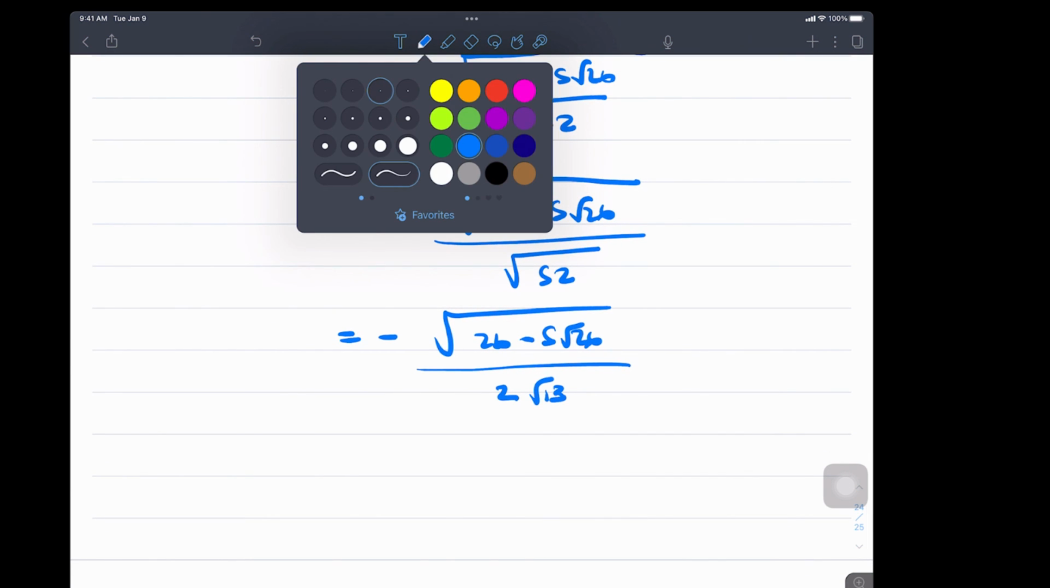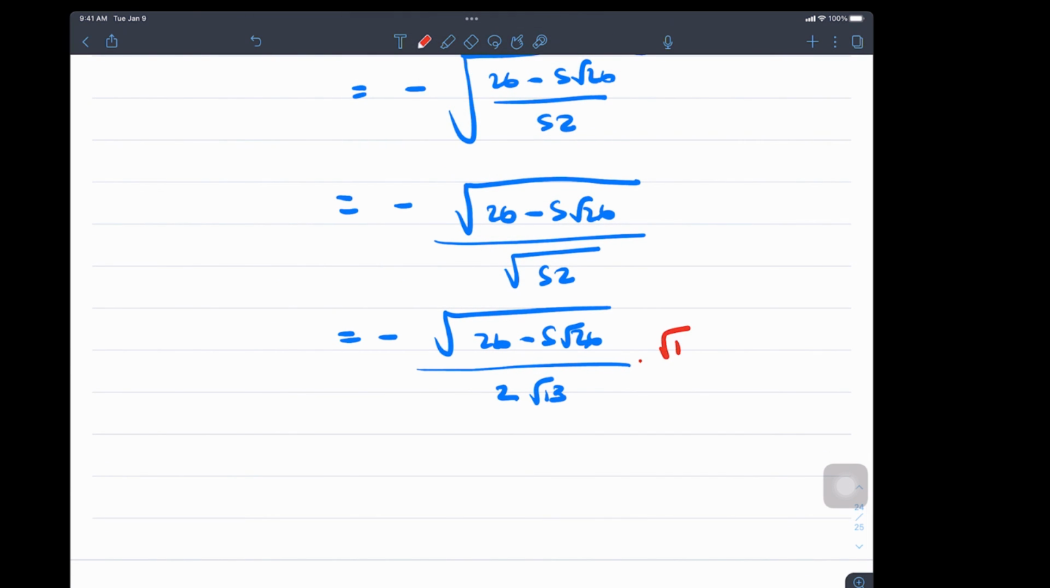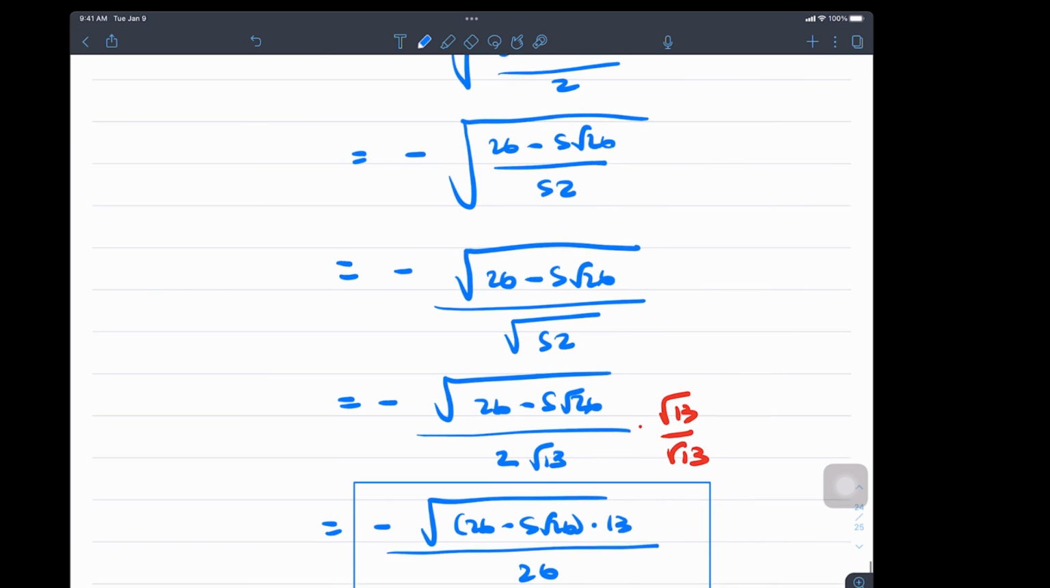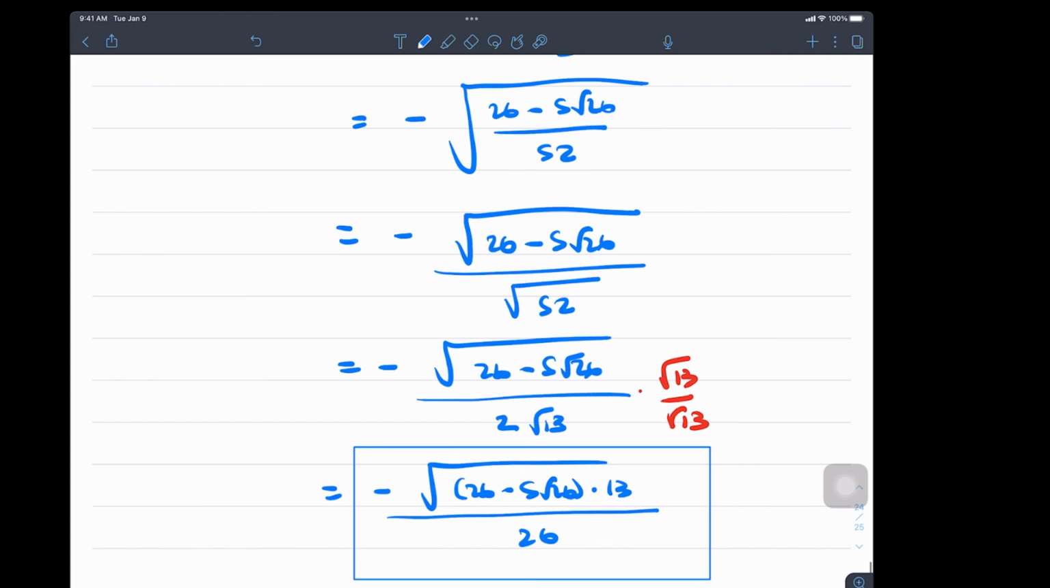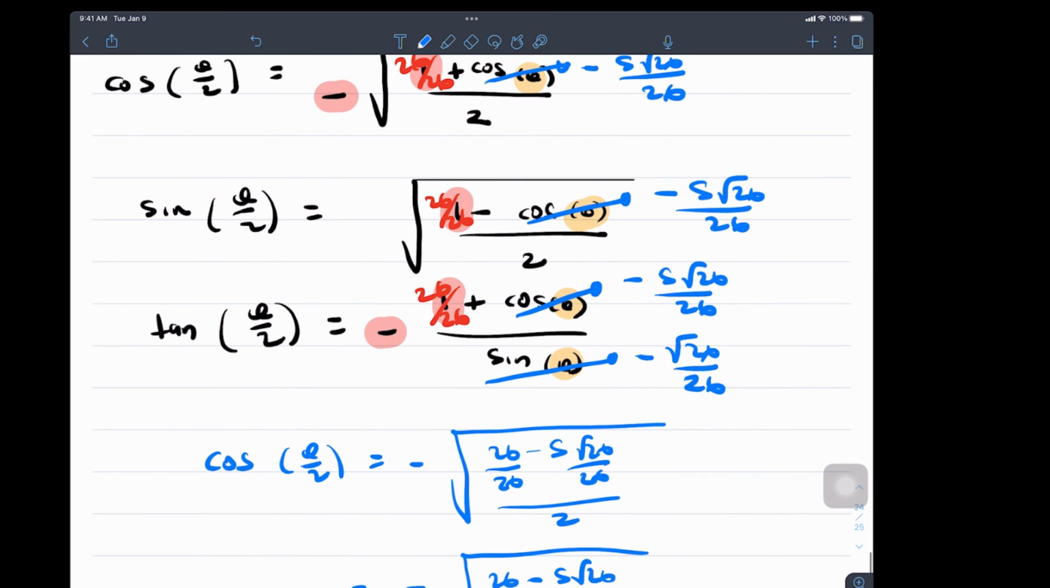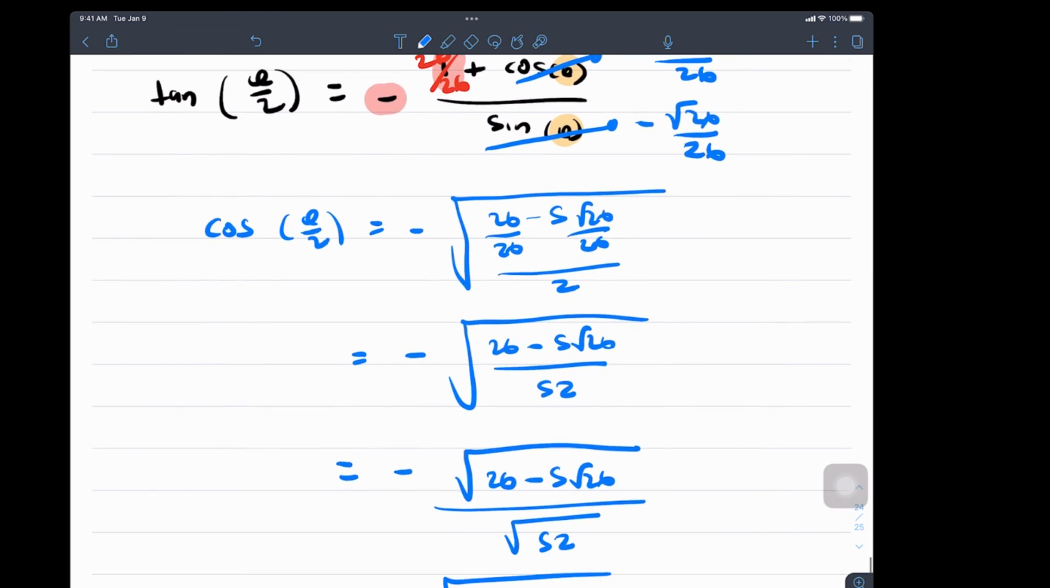So if you went further to rationalize that denominator, here's what you end up with. You get minus square root. I would say put 26 minus 5 square root of 26 times that 13 over 2 times 13, which is 26. It's negative. So you would have just the arithmetic to do, in all honesty. Okay, and you do it for the others. So it's kind of taking that whole number of 1, looking at it as 26 over 26, and plugging that in. So anyway. All right.